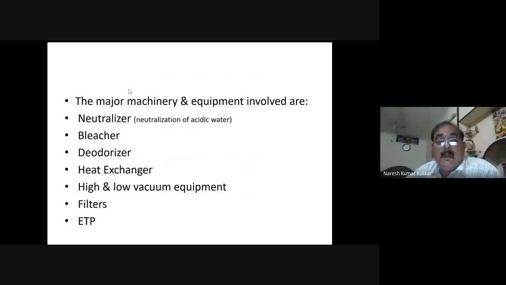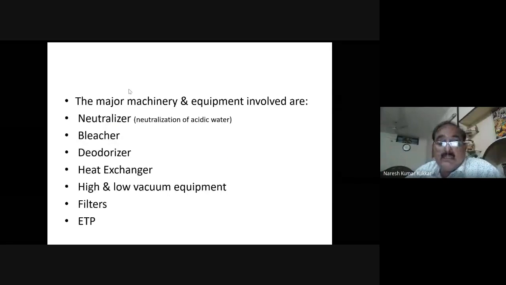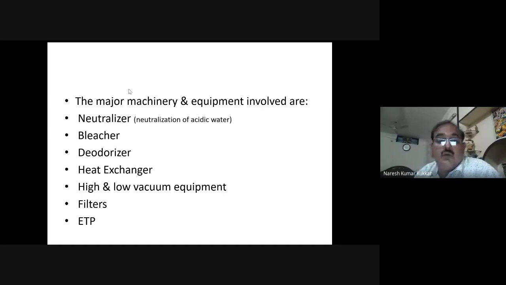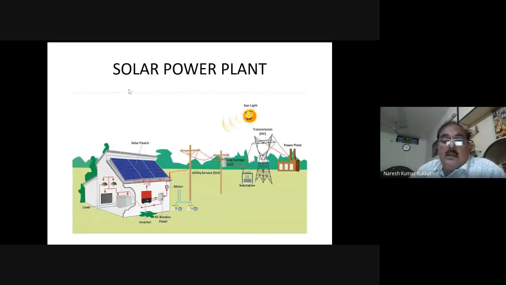products. So the major machinery is the neutralizer, bleacher, deodorizer, heat exchanger, high and low vacuum equipment, filters, etc. These are the equipment we usually come across.